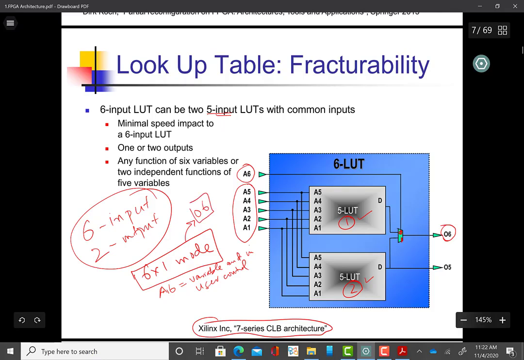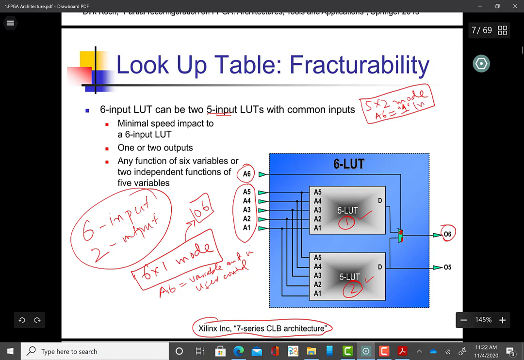Okay, while in 5x2 mode, which means that we implement 2 functions on the lookup table. Each function has 5 inputs, A1 to A5, and we have 2 outputs. In that case, the constraint is that A6 is permanently constant and it is held to 1. And important, it is not user controlled.